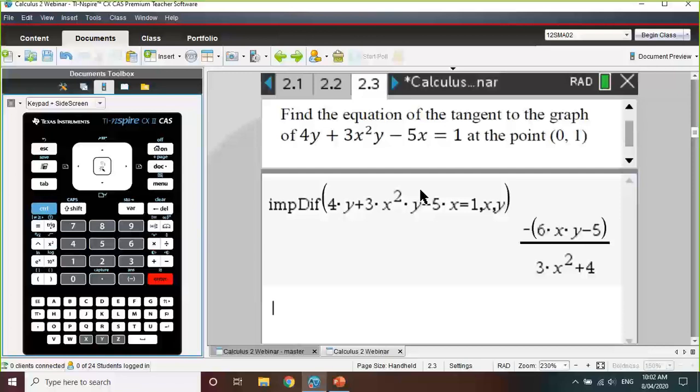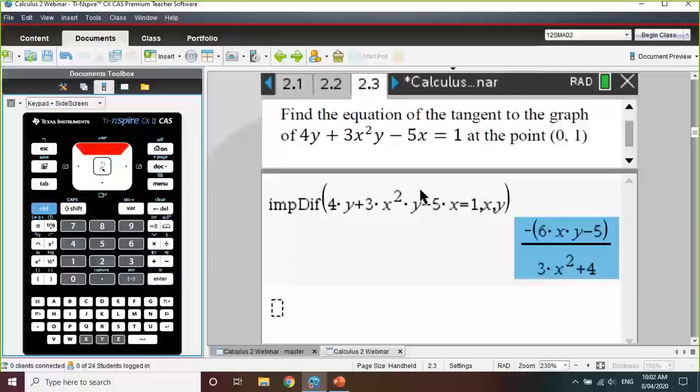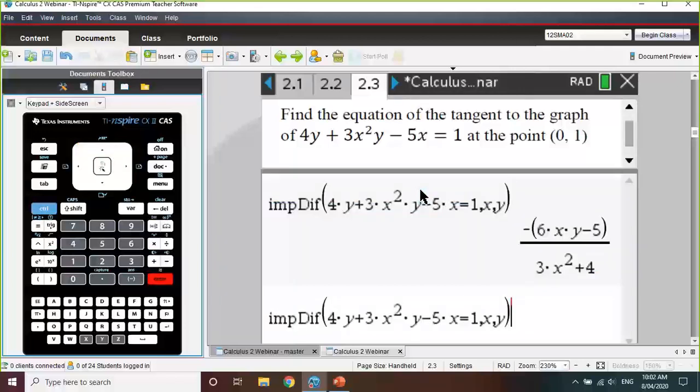Now, we want to actually work out the gradient at the point (0, 1). So we could take our output and substitute in 0, 1, or if we want to be super efficient, after we've typed in our equation, comma x, comma y, from here we can actually substitute in our x and y straight away. So to do that, we need to put in our vertical line. So control equals brings up a little submenu. There's our given or such that symbol. Now we want to type in x equals 0 and y equals 1.